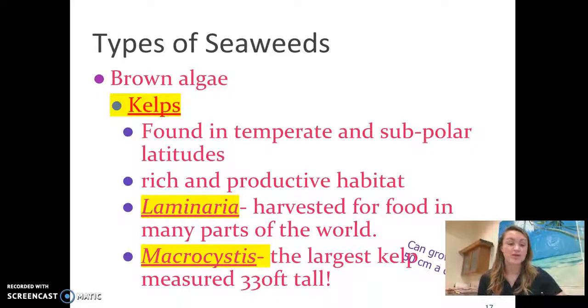And these macrocystis algae can actually grow up to 50 centimeters in a day. So if you want to imagine how big that is, the width of your pinky nail is about 1 centimeter. So imagine 50 of those in one single day.